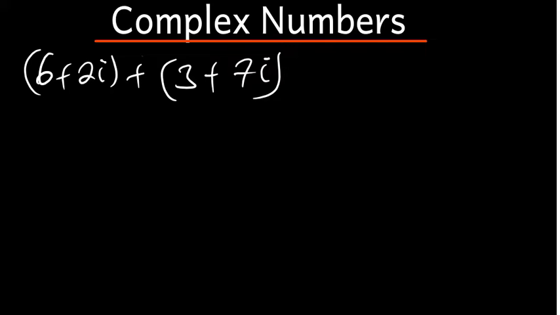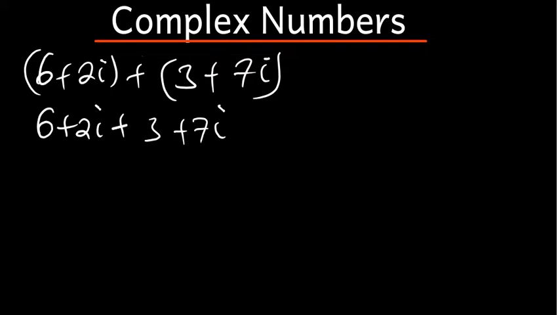Okay, the real part is supposed to go with the real part, the imaginary number is supposed to go with the imaginary number. Does that make sense? So for example here, we're just going to open the brackets. It's going to be 6 plus 2i plus 3 plus 7i.